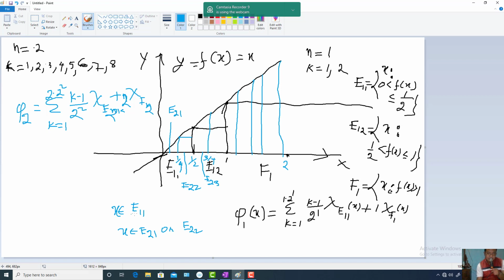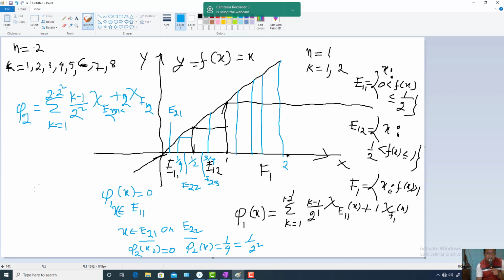If x belongs to e11, what is phi of x? Phi 1 of x is equal to 0. If x belongs to e11, then x is either in e21 or e22. If it is in e21, then phi 2 of x is equal to 0. If it is in e22, then phi 2 of x will be 1 by 4, which is 1 by 2 to the power 2 when n is equal to 2.